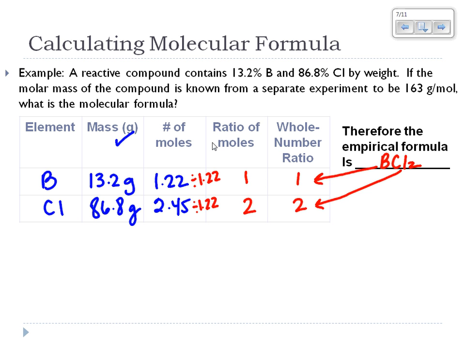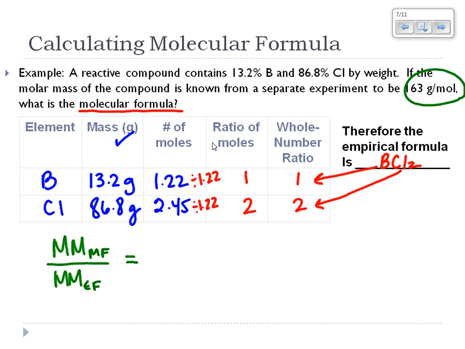All right. But that doesn't answer the whole question. The final question is asking me to find the molecular formula, so the unreduced formula. So remember, to do that, I need to find that ratio. The molar mass of the molecular formula divided by the molar mass of the empirical formula will tell me what number I have to multiply it by. The molar mass of the molecular formula is always given to you in the question. Always, always, always. And it's always going to be the bigger number. So in this case, it's 163 grams per mole.